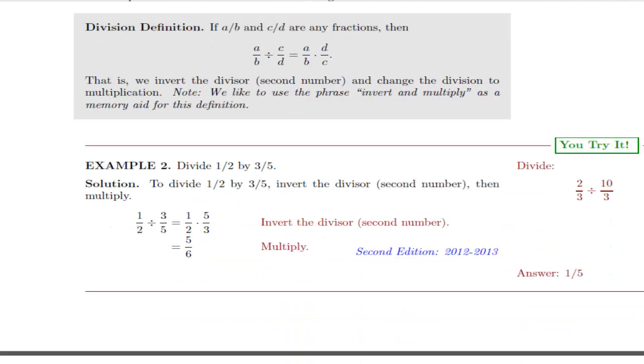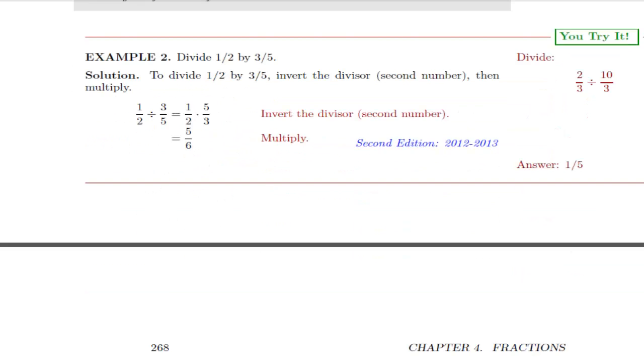Example 2. Divide 1/2 by 3 over 5. Solution. To divide 1/2 by 3 over 5, invert the divisor, then multiply. So, inverting 3 over 5, we get 5 over 3, and multiplying by 1/2, we multiply the numerators, 1 times 5 is 5, and the denominators, 2 times 3 is 6. So the result is 5 over 6.